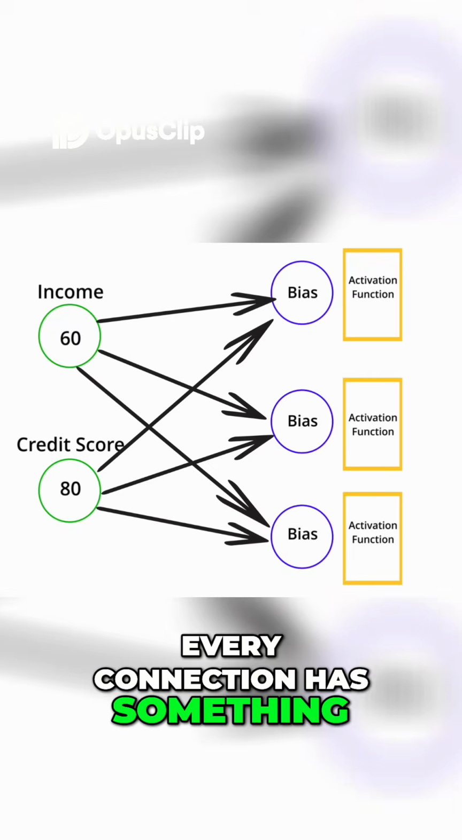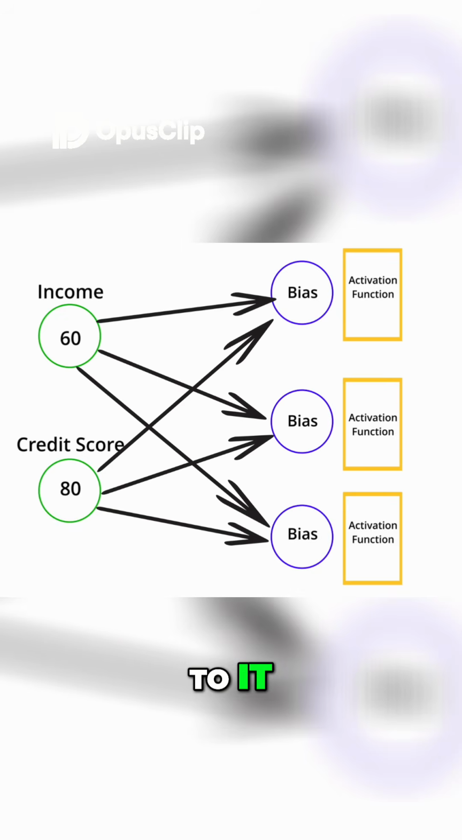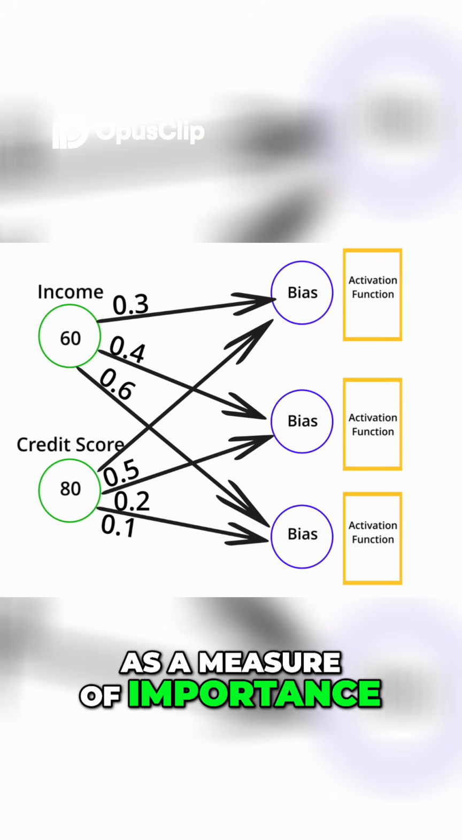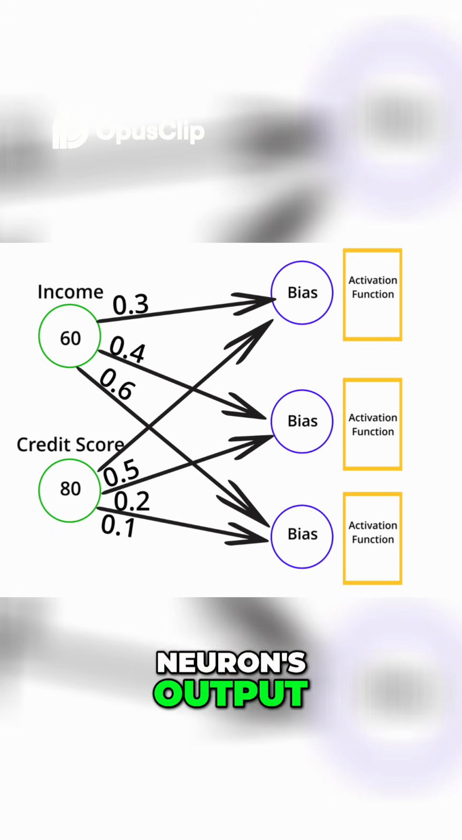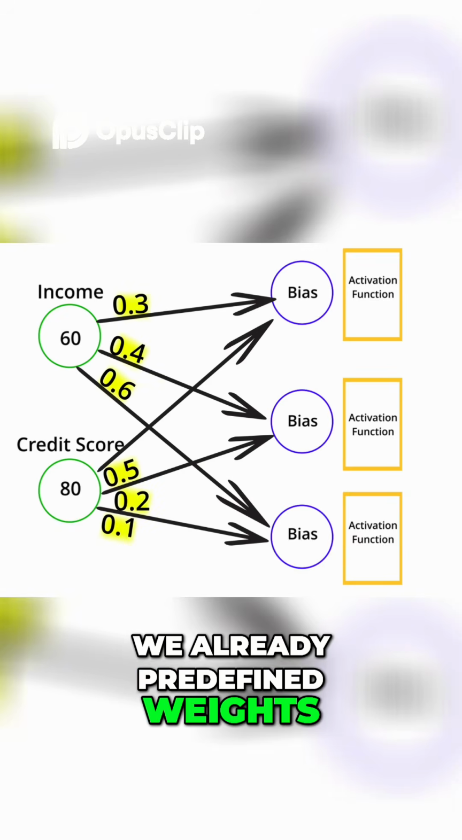Every connection has something called a weight attached to it. Think of a weight as a measure of importance. The higher the weight, the more influence that input has on the neuron's output. Here, we already predefined weights for our connections.